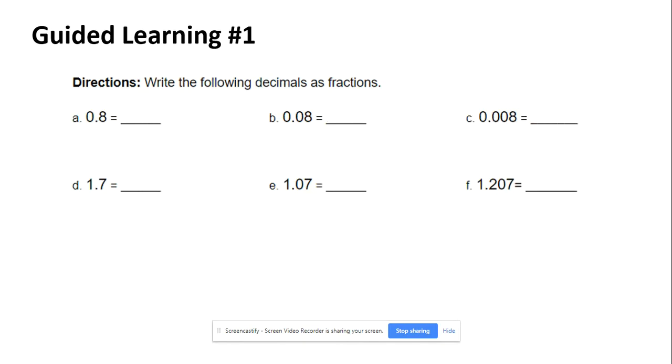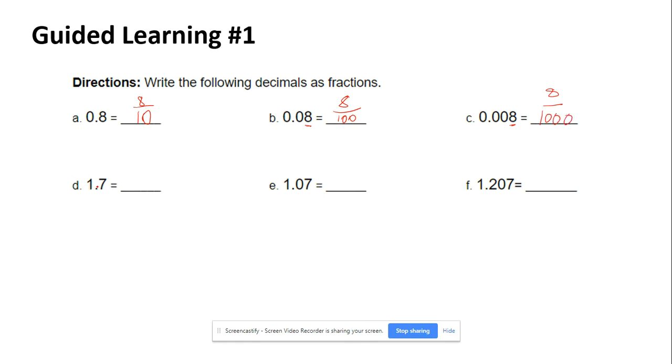We see 0.8. The 8 is in the tenths place. So we're going to write the 8 in the numerator since that's the digit we see, and we write the place value it's in, which is the tenths place. Both of these say 8/10. The 8 here is in the hundredths place, so we're going to write 8 over 100. The 8 in this one is in the thousandths place, so we're going to write 8, that's the digit we see, over 1,000.